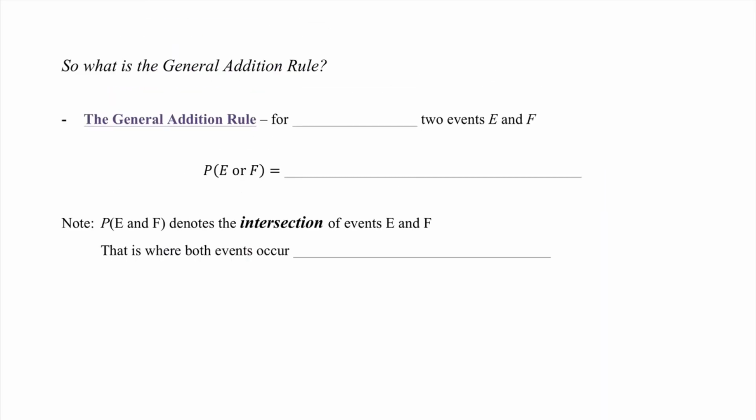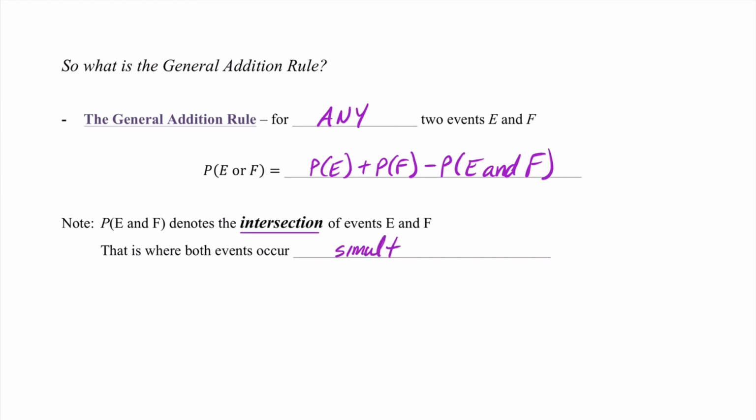So we're asked, what is the general addition rule? Based on our examples, are we able to derive that? The general addition rule, and a powerful thing here, is for any two events, meaning if they are disjoint or not disjoint, it doesn't matter. For any two events, if we're asked to find the probability of event E or F, we can split up that E and F, meaning we can find the probability of event E occurring by itself, add that to the probability of event F occurring by itself. We just have to make sure we account for the double counting. So we subtract the probability of E and F occurring. Note that the probability of E and F occurring denotes the intersection of events E and F. That is where both events occur simultaneously.